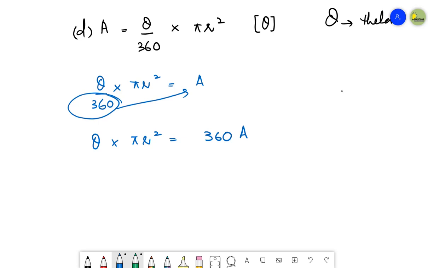Now pi r square is multiplying with theta. Since it is multiplying, when you want to shift it to the other side, it will be written in division. So it will be 360A divided by pi r square. This is going to be your answer. In this way, you have made theta the subject of your formula.